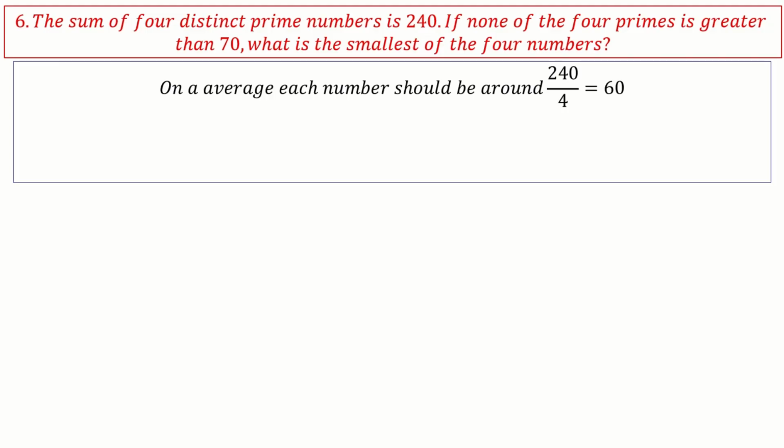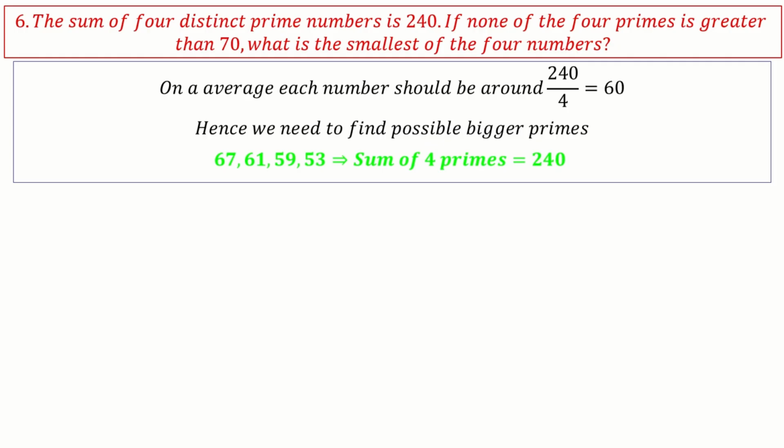So let's start counting from the biggest to smallest. From 70 you come back and check which are the primes, you consider them. So 67, 61, 59 and 53, these are the top four primes starting from 70 down to 1. Now sum of these four is equal to 240. So these are the four values, and what is the smallest of the four numbers? That is the question actually. That is 53. That's the answer. Smallest of the four is 53. We are not looking at sum. 53 is the answer for this one. This is definitely easy one. Next.